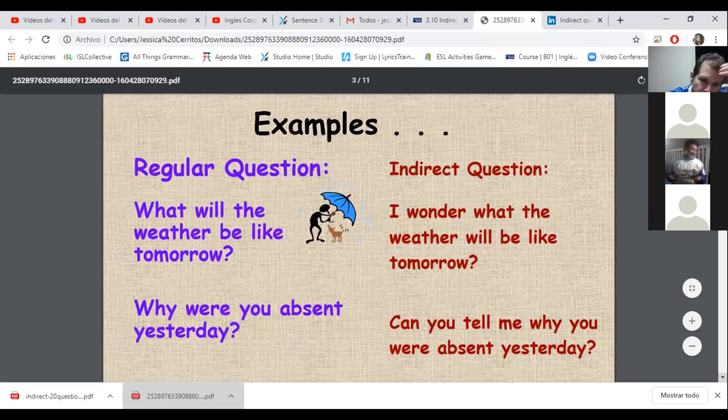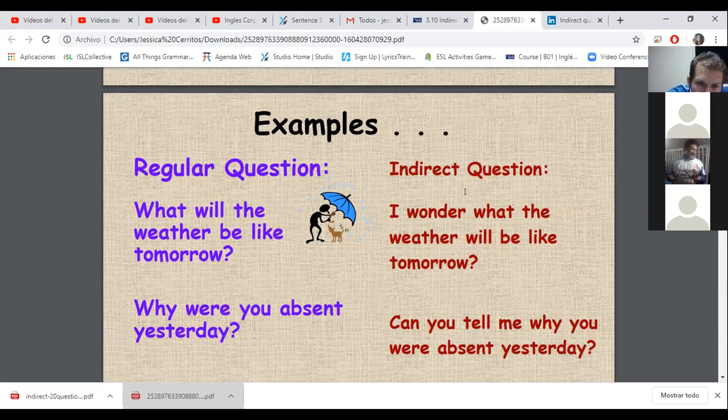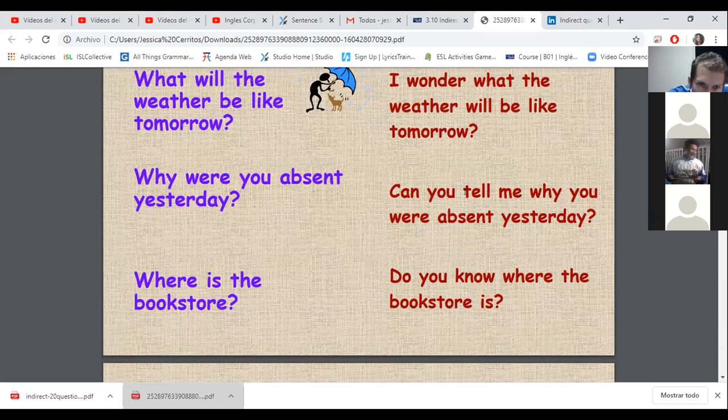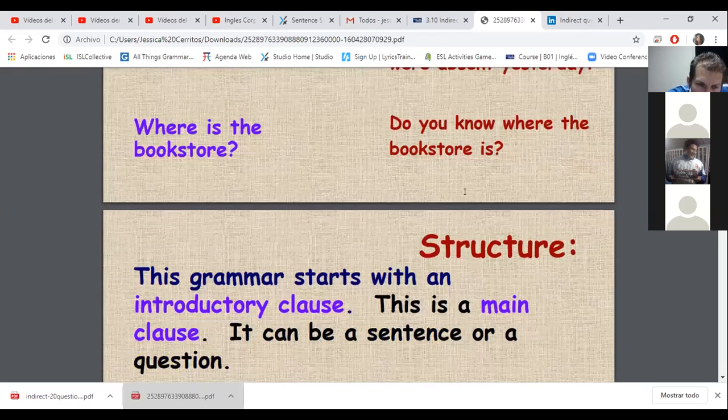Let's see, regular questions. What will the weather be like tomorrow? And it says, I wonder what the weather will be like tomorrow. Okay, so here we have the same. Also, I wonder is a polite way to make a request or a question. All right, why were you absent yesterday? I could have asked that to Rocío. Rocío, why were you absent yesterday? Or I could have said to Rocío, can you tell me why you were absent yesterday? Okay. Then we have, where is the bookstore? Do you know where the bookstore is?